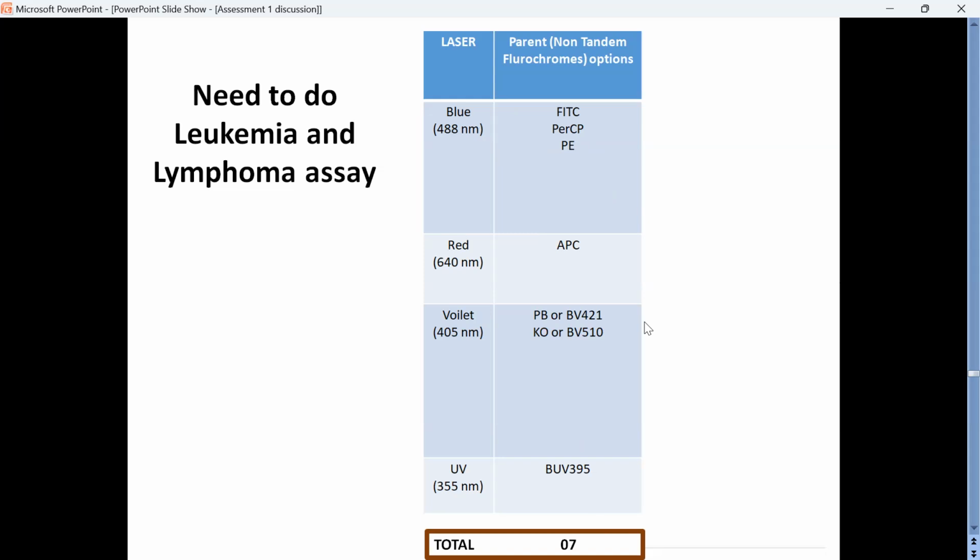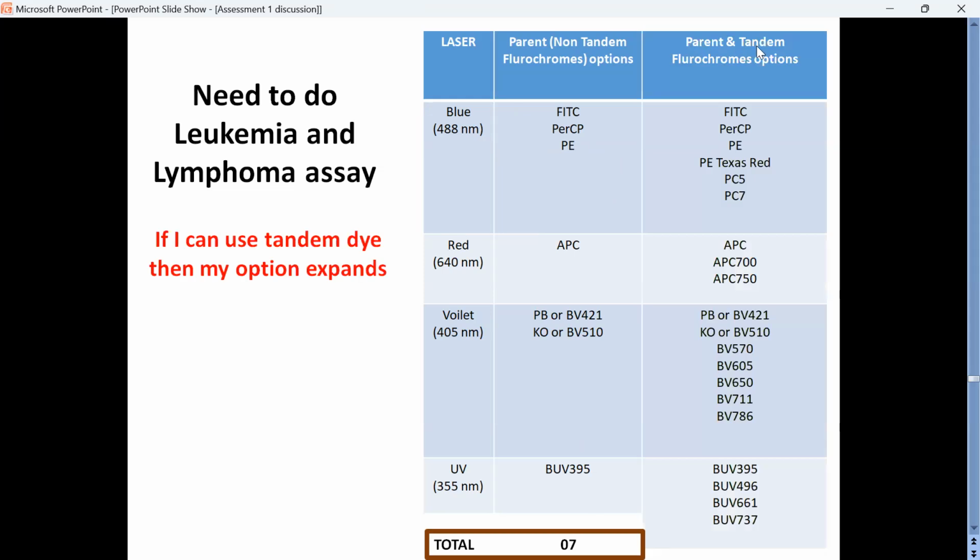Now, if you give me an option like you can use tandem fluorochromes, if you open up that option, now you see the number of colors, or the number of fluorochrome options, expands to 20. But how? See now, FITC, PerCP, PE are non-tandem fluorochromes. Since I can use tandem fluorochromes here, PE-Texas Red, PE-Cy5, means this PC5, then PC7. APC tandems are where the donor is the same APC, but the recipient is different for both of them: APC 700, APC 750.